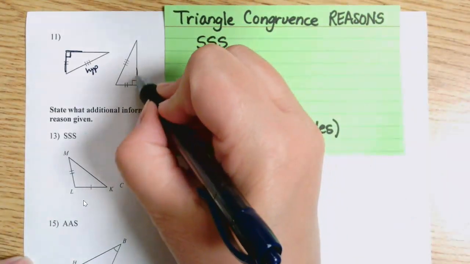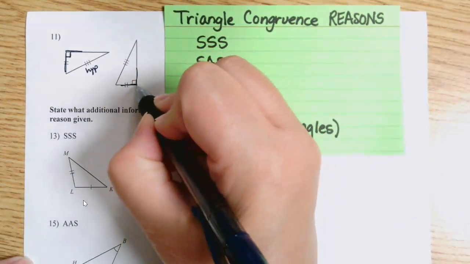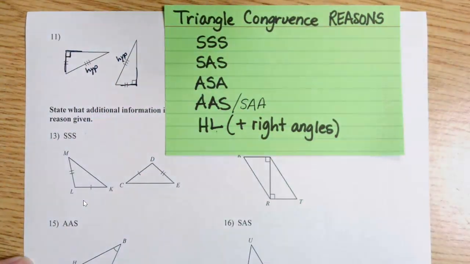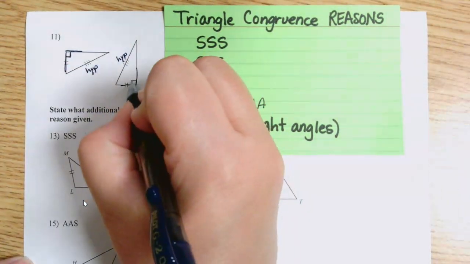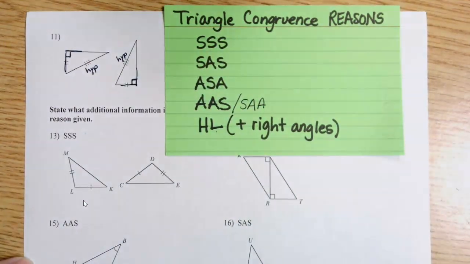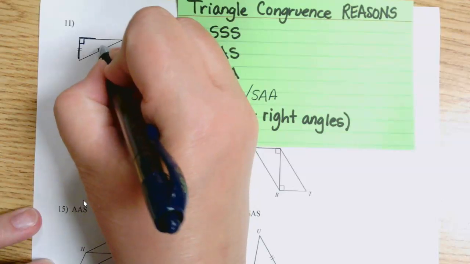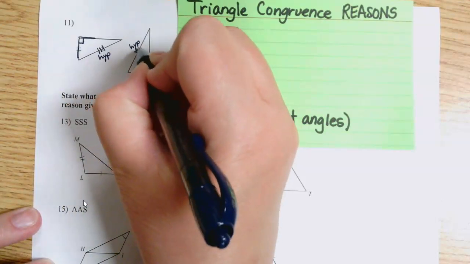And again, the 2 legs are meeting at the right angle. They are not the hypotenuse. Here's the hypotenuse right over here then. So the hypotenuse is the side that does not touch your little right angle symbol. Okay, so we've got the hypotenuses marked as congruent. So I do have H. I've got the H for HL.